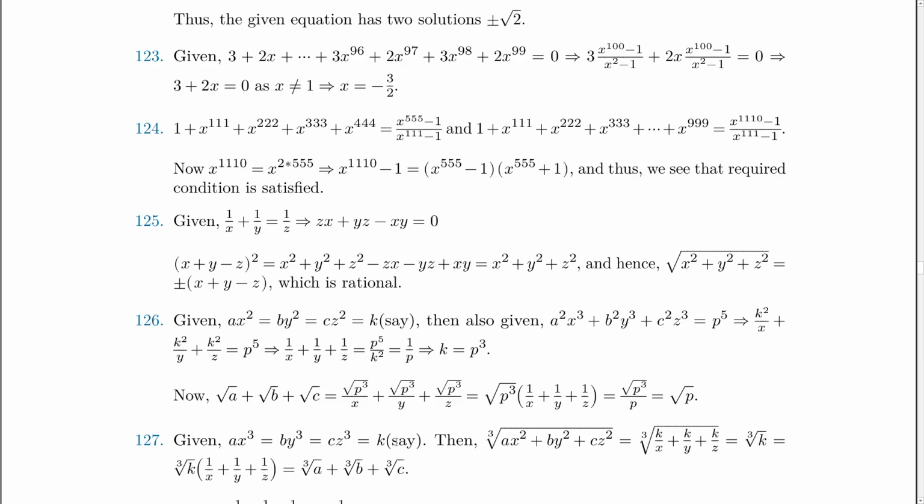Now, if you see this cube root of k, we can write this as cube root of k into 1 by x plus 1 by y plus 1 by z. And then it is directly equal to cube root of a plus cube root of b plus cube root of c. So how do you solve this? You bring x over here, it becomes k by x cube. So then you take cube root of left hand side and right hand side. So a will become cube root of a, and k by x cube will become cube root of k by x. That is how this last equality is derived.